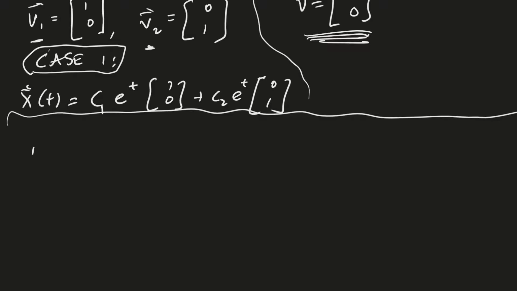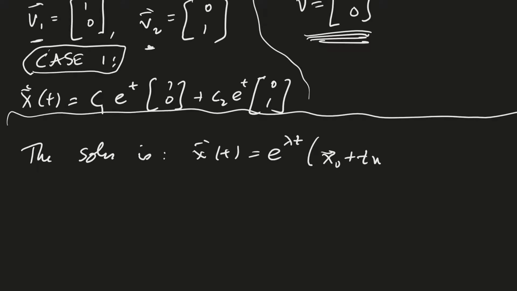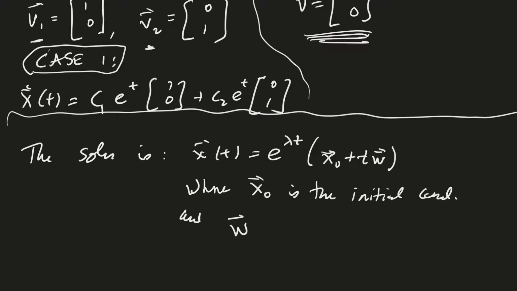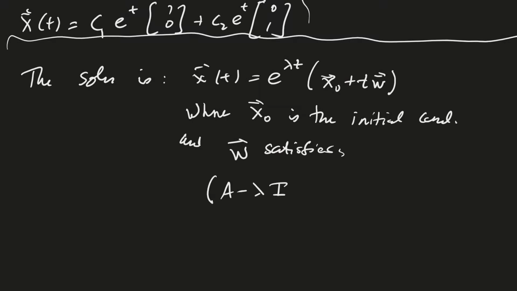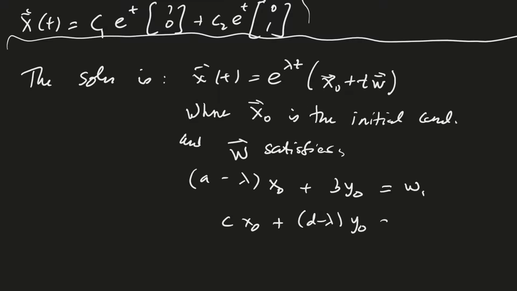We're going to say that the solution is x of t equals e to the lambda t times x0 plus tw, where x0 is the initial condition and w satisfies the relationship that a minus lambda I, do you recognize that notation? Maybe I should just go ahead and write it out. Sorry about that. (a minus lambda) x0 plus b y0 equals w1, c x0 plus (d minus lambda) y0 equals w2.